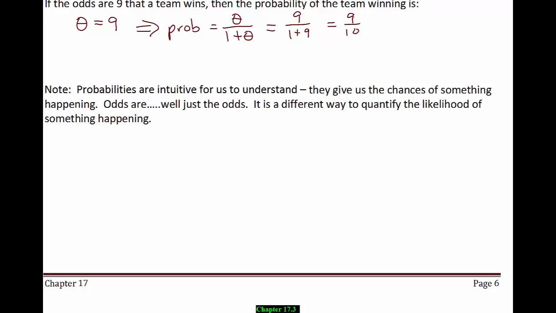Note that probabilities are intuitive for us to understand, especially when we convert them to a percentage. They give us the chance of something happening. Odds are just the odds. It's a different way to quantify the likelihood of something happening. You may be wondering why we would take a perfectly good probability and report it as an odds on the odds scale and make you convert it back to a probability. It turns out there are some fancy statistical methods we don't cover in this course where it is theoretically better to use the odds than it is to use the probabilities.